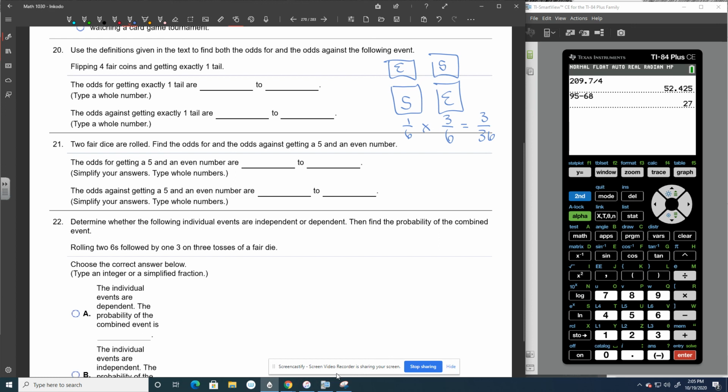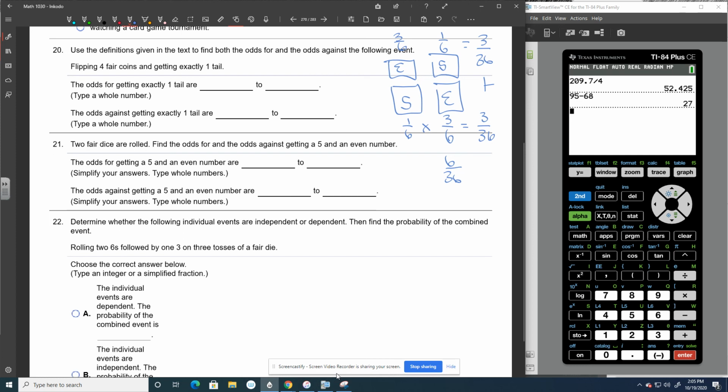So there's another way that could happen. This one could be an even, which is 3 out of 6 chances, or this one could be a 5, which is 1 out of 6. So that gives you another 3 out of 36 ways that you could get a 5, right? Because when you add those together, you've got 6 out of 36 ways that it could happen.